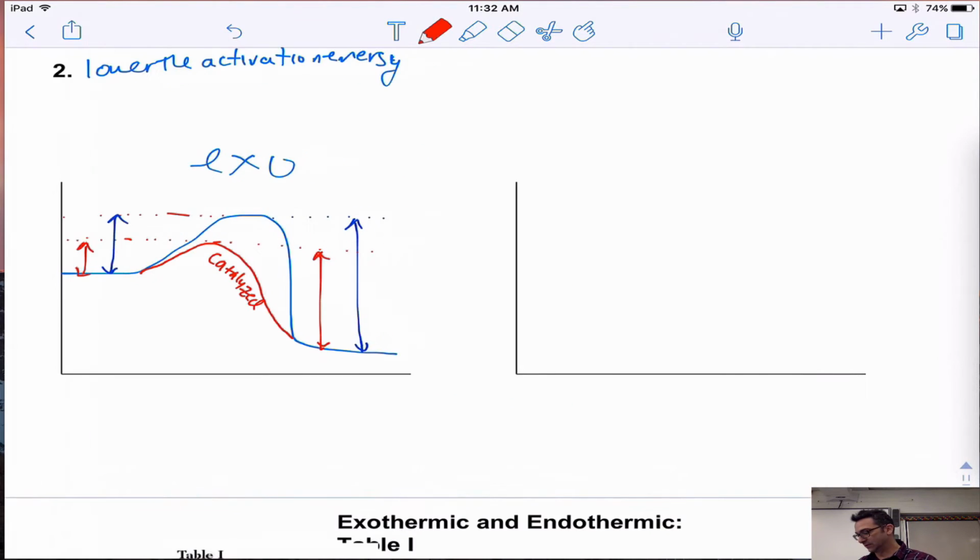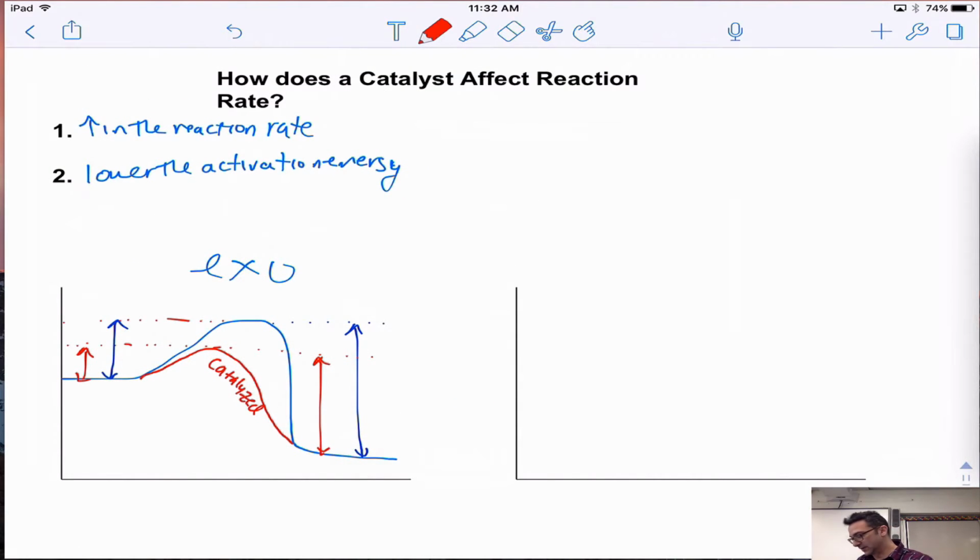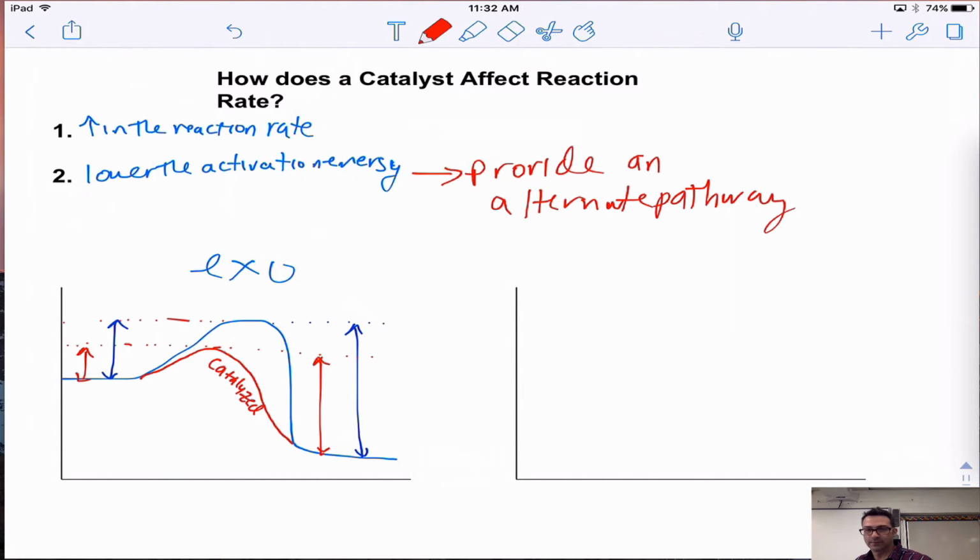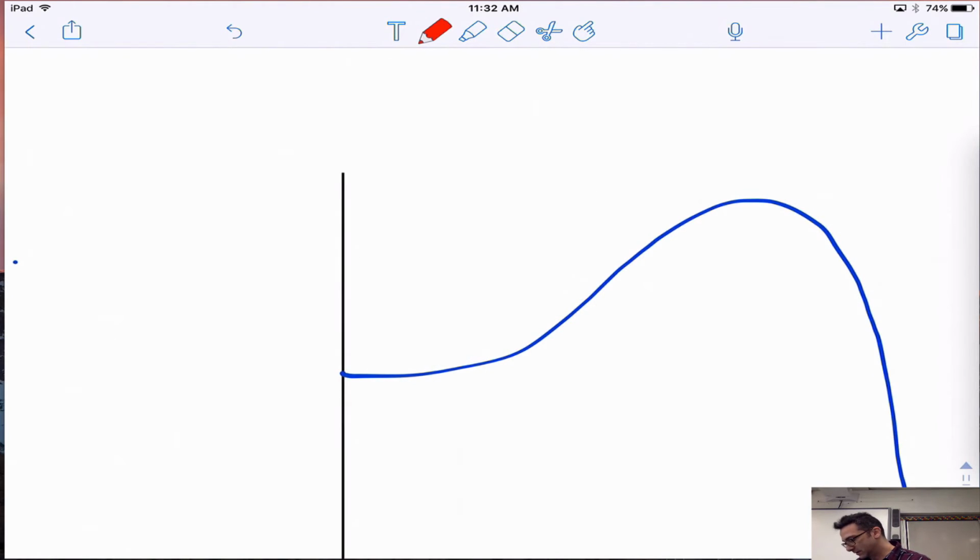Now sometimes they use this language for the catalysts where they say that they provide an alternate pathway for the reaction. And what they mean by that is that if I were to go ahead and draw out a potential energy diagram, I could have a catalyst actually providing what's known as a different mechanism, a different way of going about the reaction. And sometimes you'll see something like this, where you'll have, start over again, zoom in here, or you have something like this.